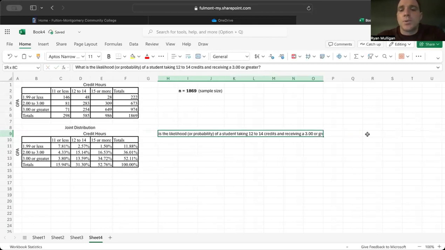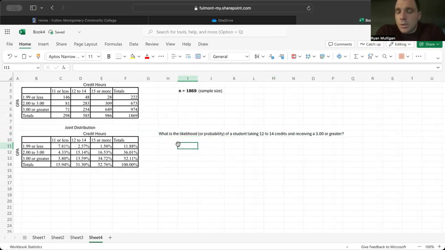Notice, there's a couple of things here. Let me just clean this up. There's a couple of things here that I want you to notice. When I ask this question, there's no given. So that's the first key that I'm going to be using a joint distribution. The second is the likelihood or probability. That's the second indicator that I'm going to use the joint distribution. And then the third is the word and. The and combines the two, where now I know that I'm going to have to go inside the table.